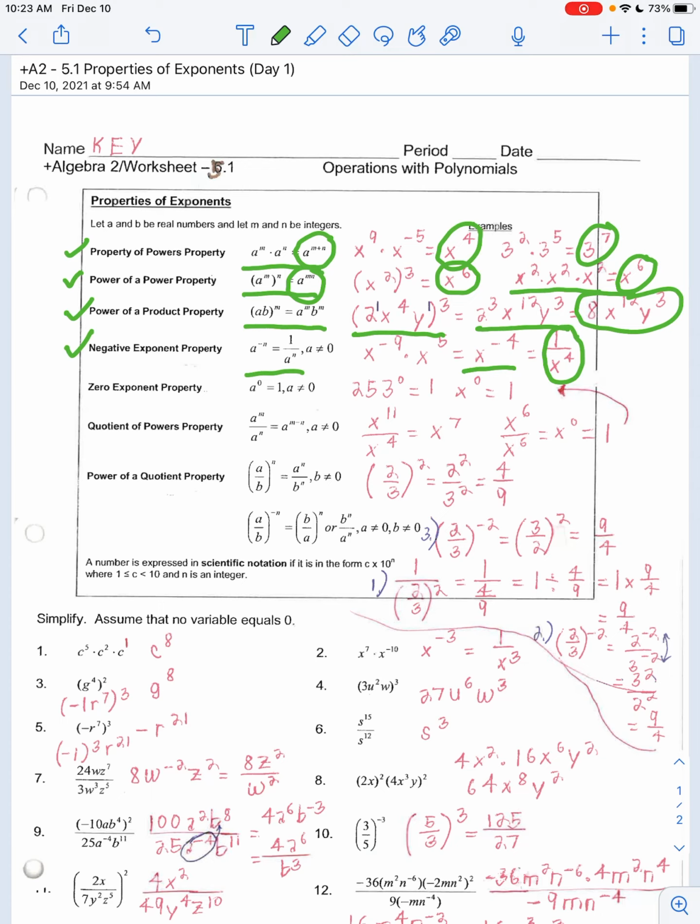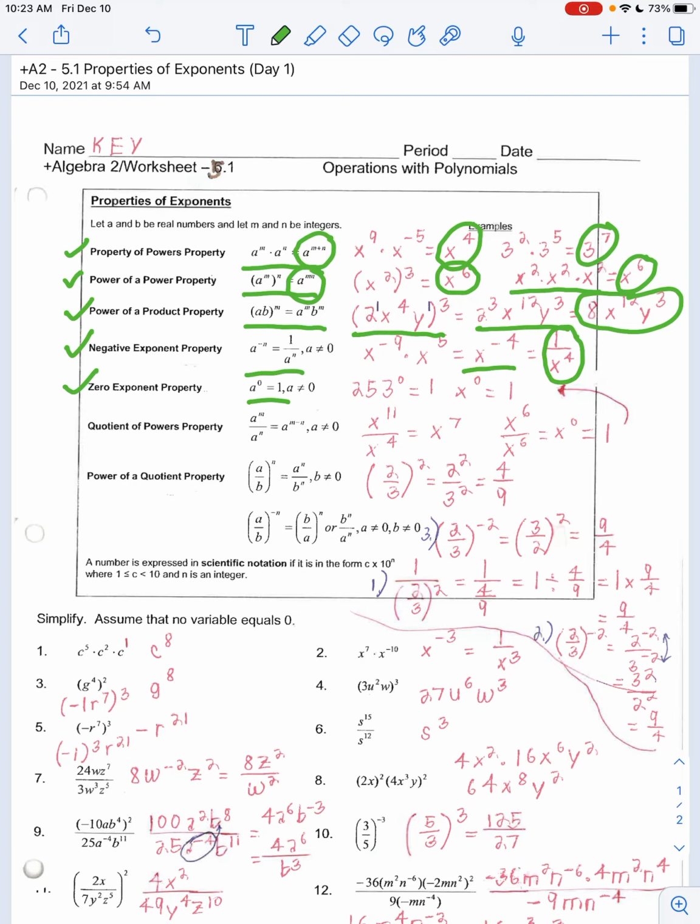Then the zero exponent property. Anytime you have a base raised to the 0 power, that is always going to result in having 1. So 253 raised to the 0 power would be 1. X to the 0 power would be 1.